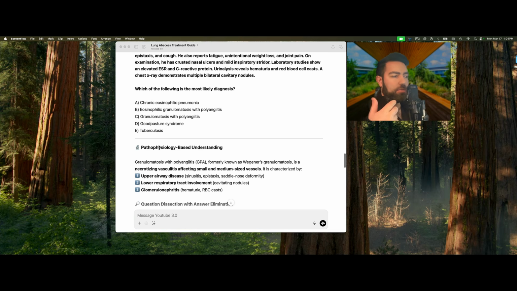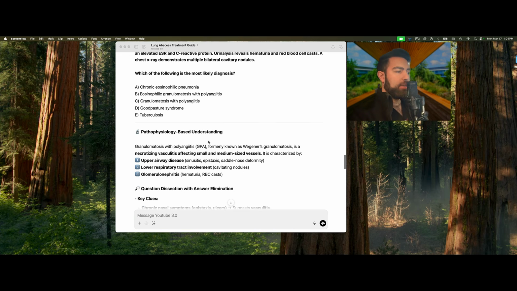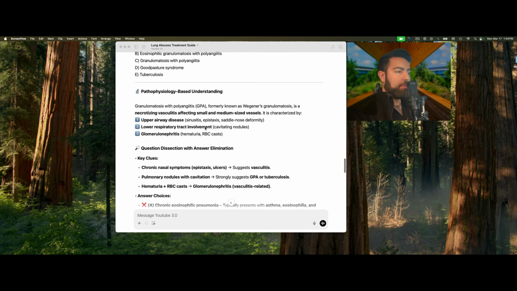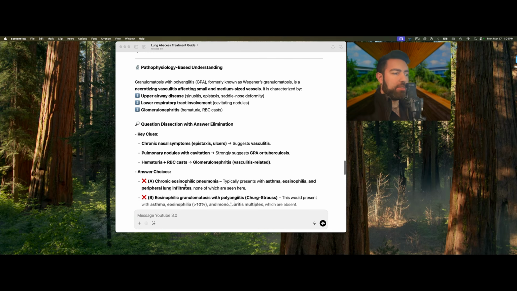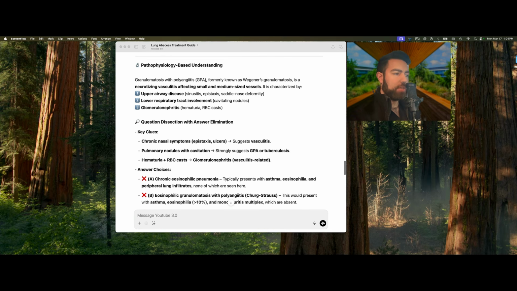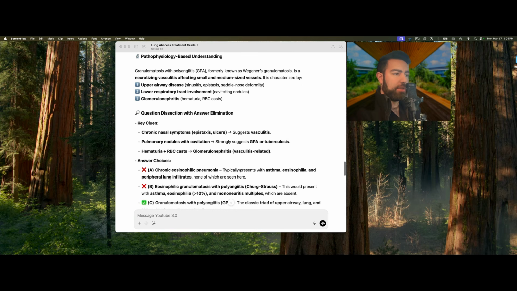And then in terms of the nephritis, you will have a glomerulonephritis that is mostly going to be associated with hematuria and RBC casts. So the key clues here were that there were chronic nasal symptoms, okay? And then you also had pulmonary nodules and cavitations. And then you also had a glomerulonephritis. And if you were to think about something like CEP, of course, we're wrong, because that's not associated with any other system involvement.